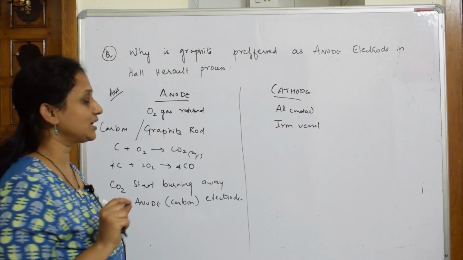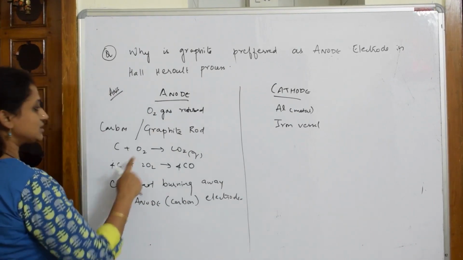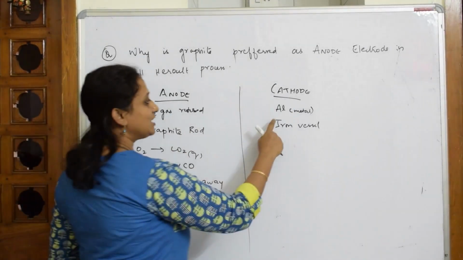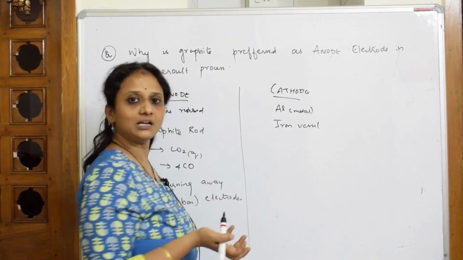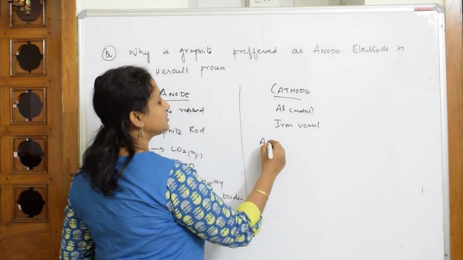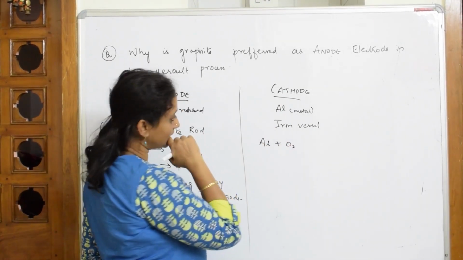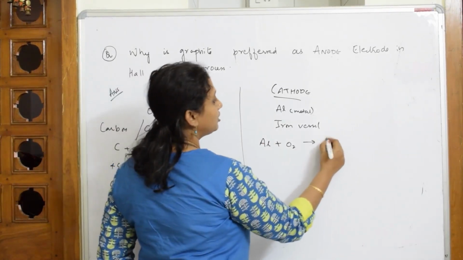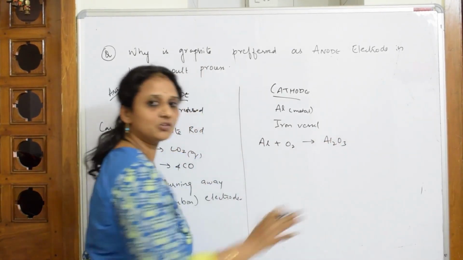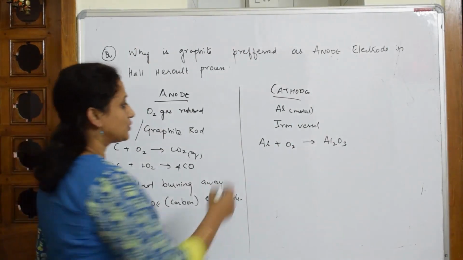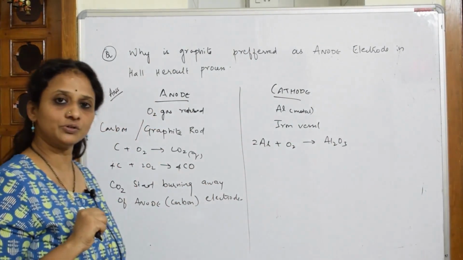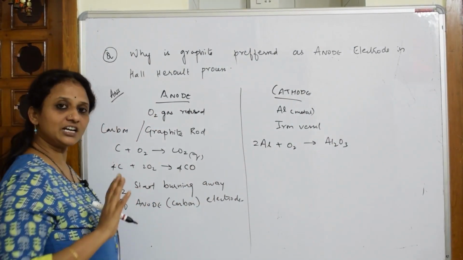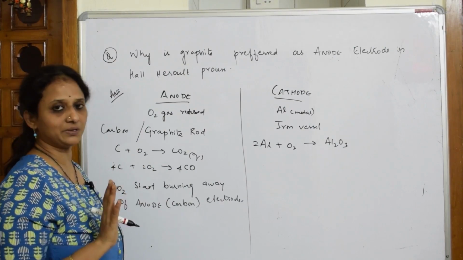And the next important thing, at the cathode electrode, whatever oxygen is there will again combine with the already prepared aluminium metal, and will form aluminium oxide. So again the oxide form is back. That is the reason we try to use carbon electrodes.